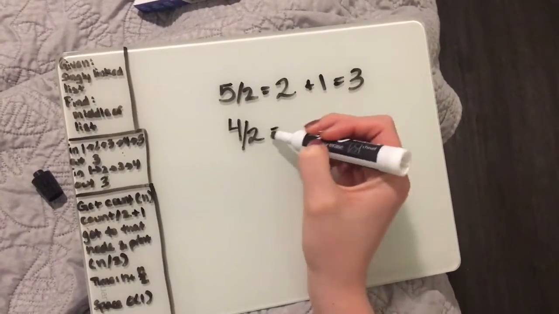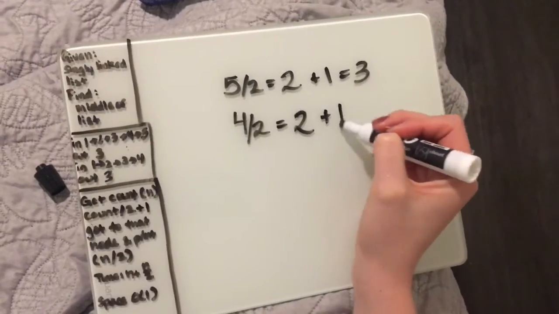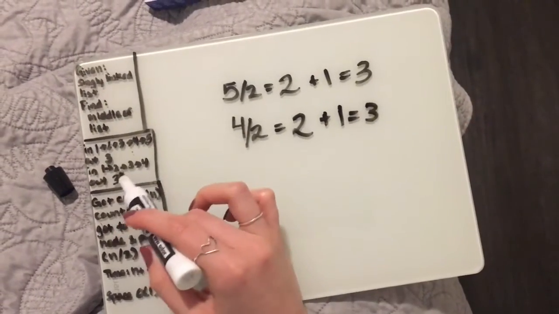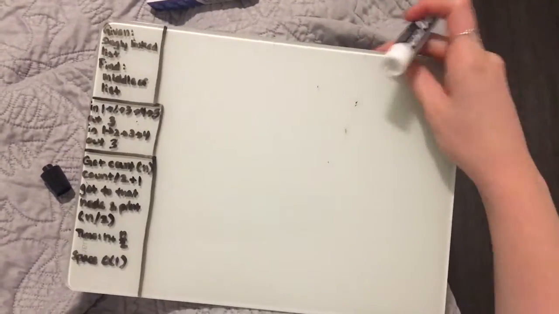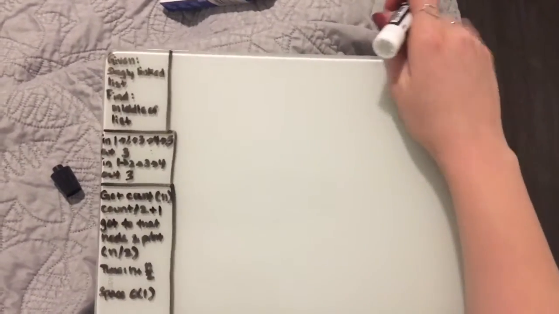4 divided by 2 equals 2 plus 1 equals 3. Go to the third node. And then we'd go to that node and return the value.